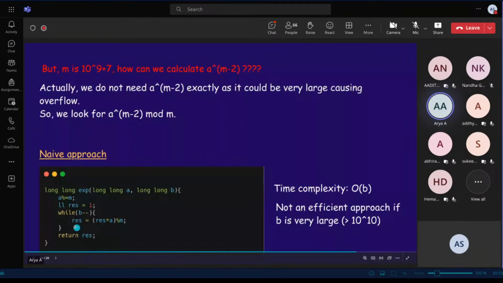So this is nothing but a very straightforward approach. I'm just multiplying a b times. So the time complexity is O of b, or O of n. It's not an efficient approach if b is very large, like 10 power 10 or something. So maybe I can show it to you in code only.